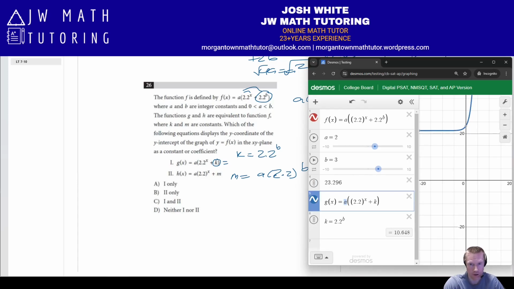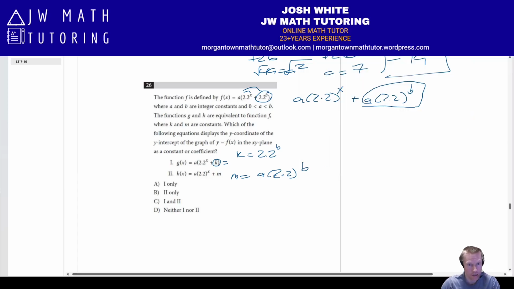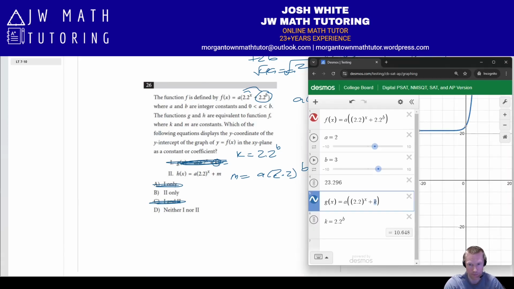We have this a out here, a is 2. We have k is 10.648. So we do not see 23.296 anywhere. So the answer for number 1 is no. Okay, so we can get rid of this, we can get rid of this. It's now either 2 or nothing.